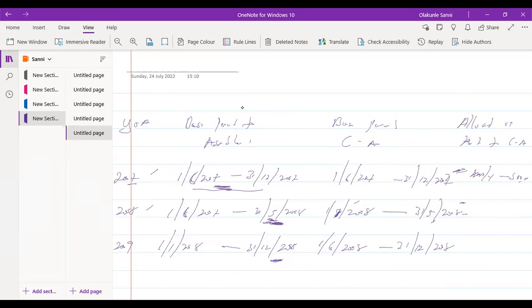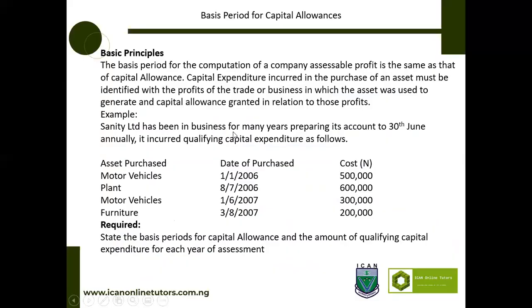The question says, Sanity Limited has been in business for many years. Again, this is a question in which the company has been in business. The company is not commencing. It has been in business, preparing its account to 30th June annually. Its account has always been prepared to every 30th June.